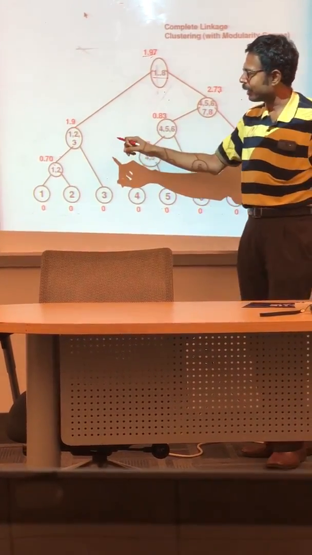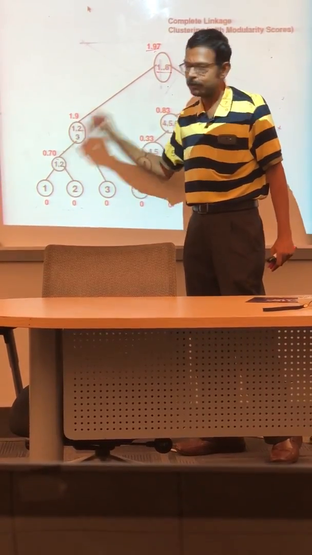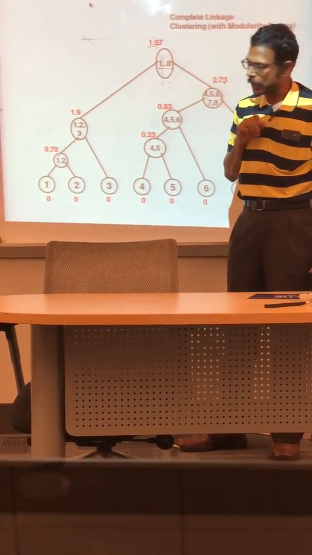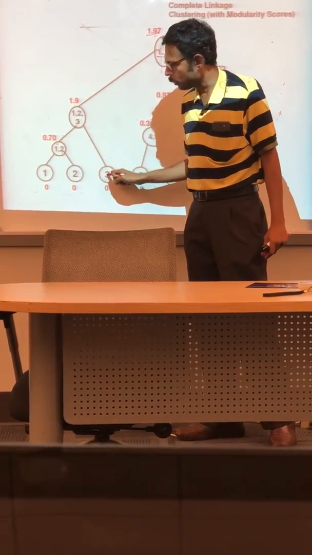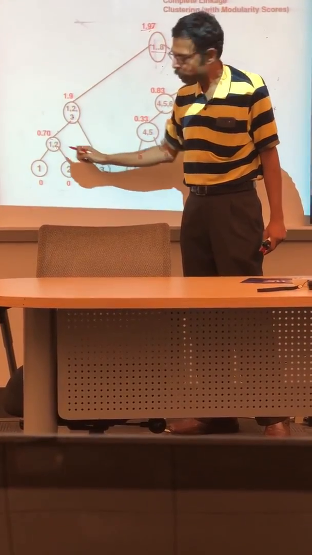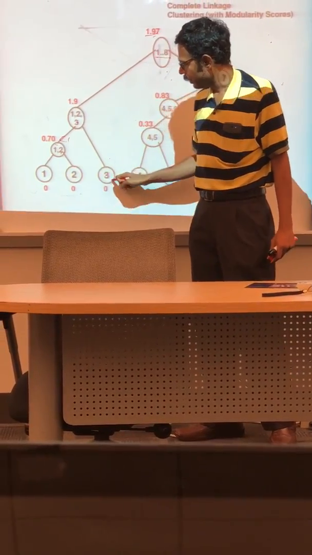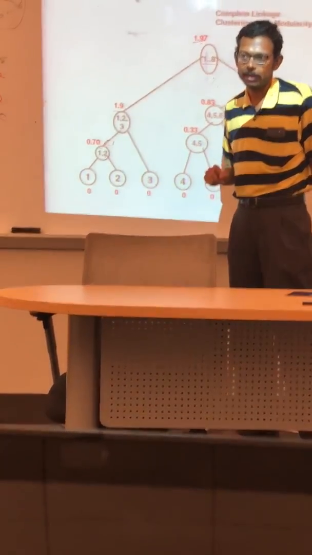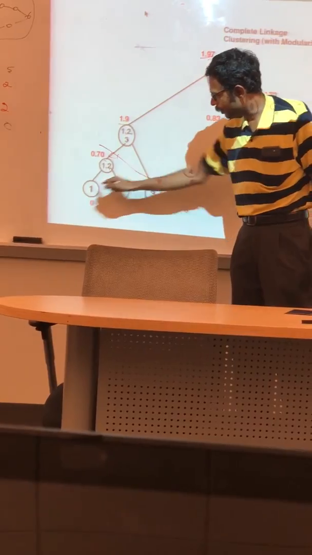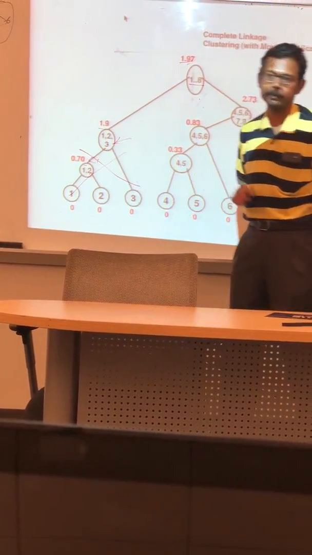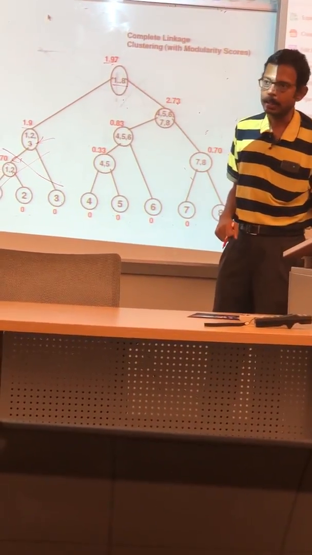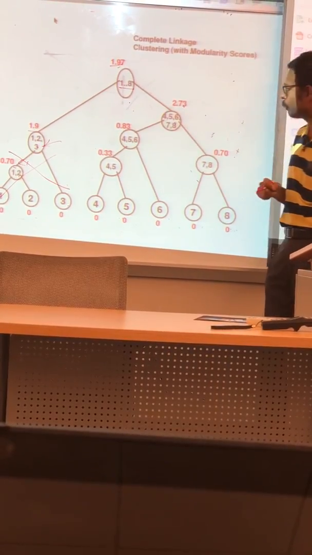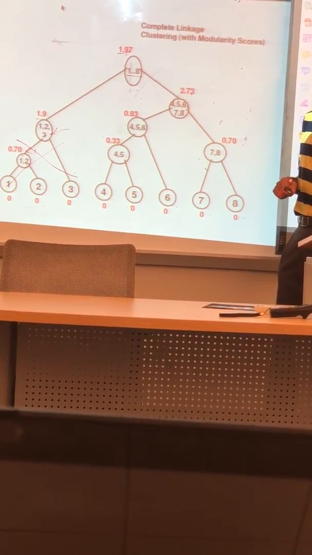So now we need to decide whether to partition 1, 2, 3 further. So if they have to be partitioned, it's going to be like 1, 2 and 3. So 1, 2 is something less than 1 and 3 is 0. So the sum is going to be less than 1.9. So which means we don't want to proceed further. Just stop at 1, 2, 3. Is that clear? So now we need to decide about 4, 5, 6, 7, 8.